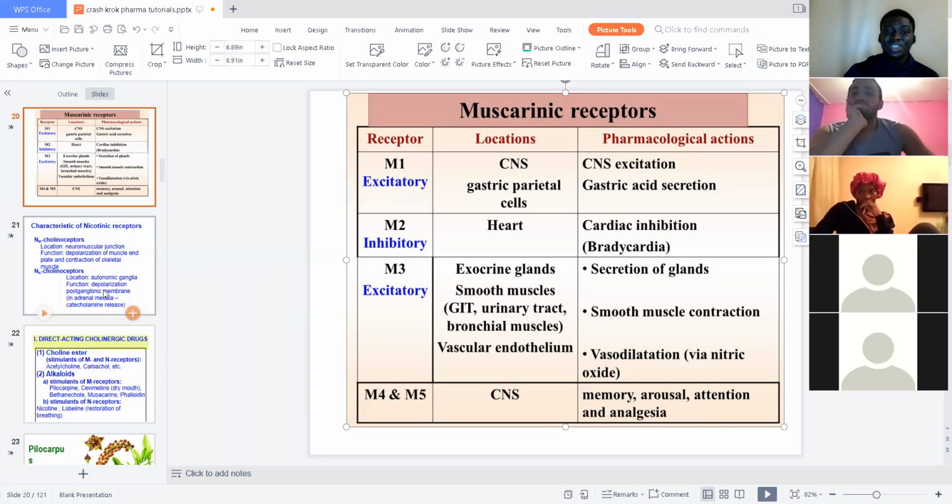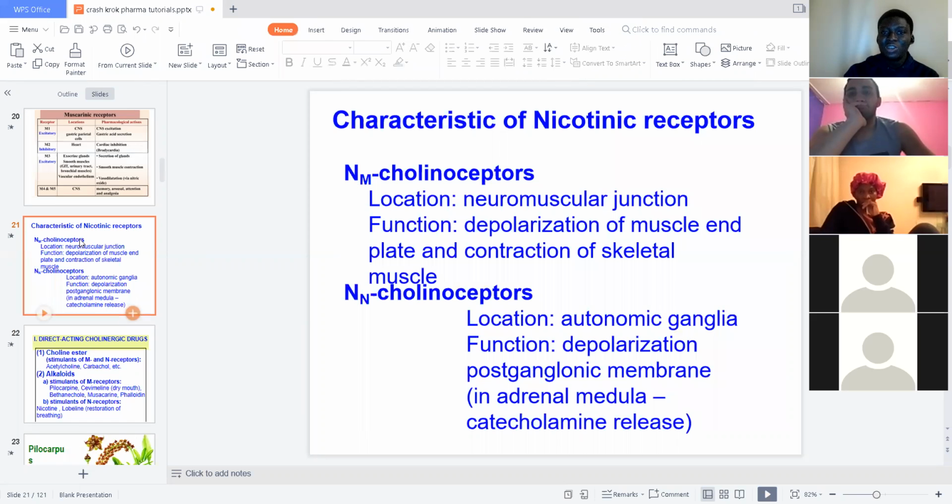Now, cholinergic drugs act on 2 types of receptors, the muscarinic receptors and the nicotinic receptors. So we just talked about the muscarinic receptors, which is from M1 to M5. Now we're going to talk about the nicotinic receptors. There are 2 types of nicotinic receptors, the NM and the NN. So the NM cholinoreceptors are found at the neuromuscular junction. So what's the neuromuscular junction? It's like a terminal between the nerve and the skeletal muscles.